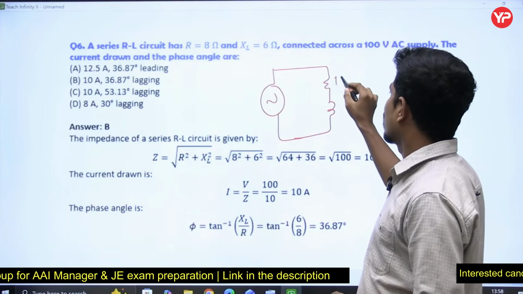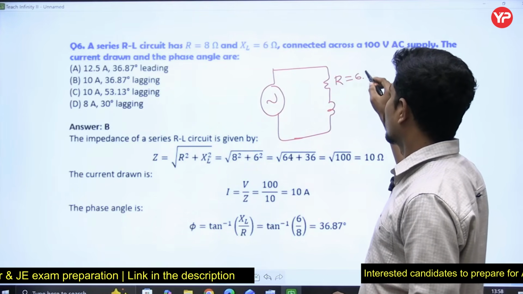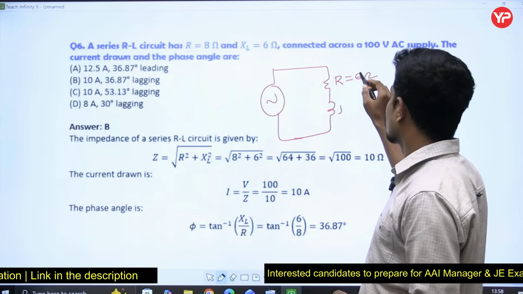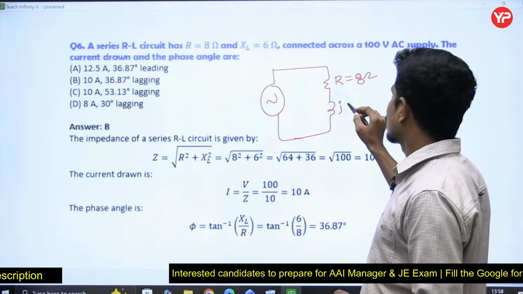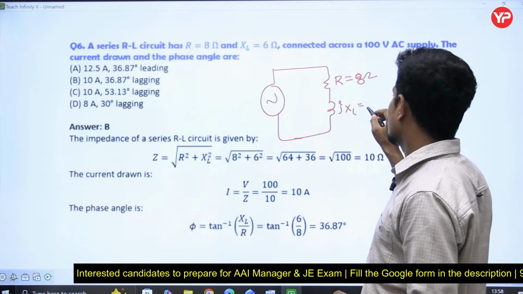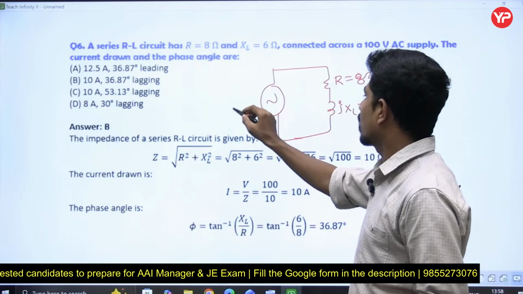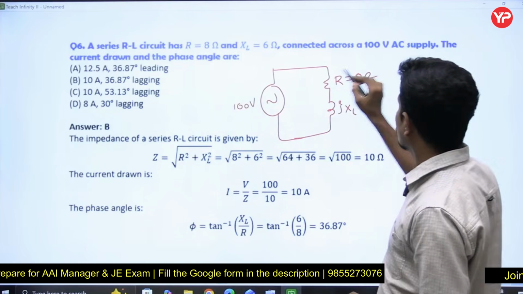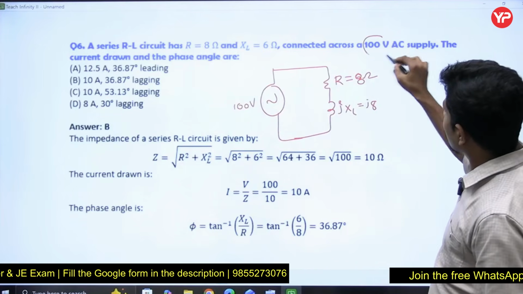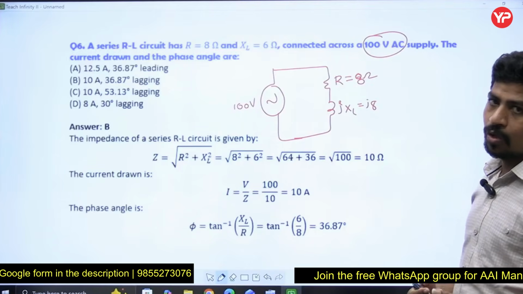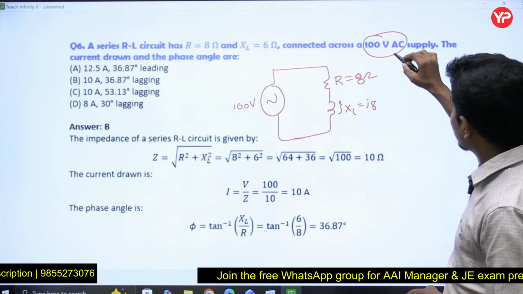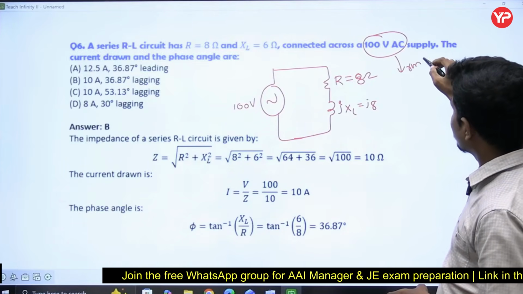This is R, which is equal to 8 ohms, and this is jXL, which is equal to j6, and this is 100 volts. We did not mention whether it is the maximum value, average value or RMS value. If nothing has been mentioned, we will take it as the RMS value.